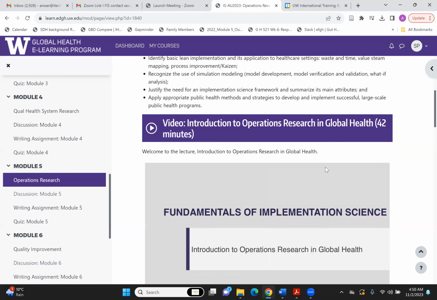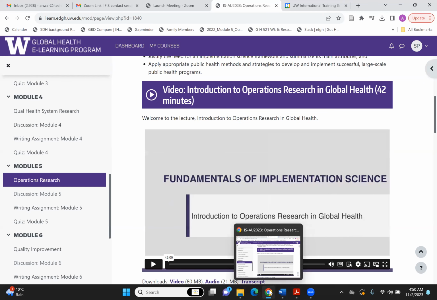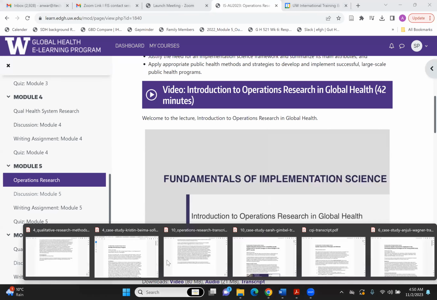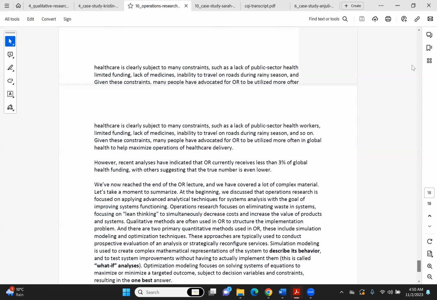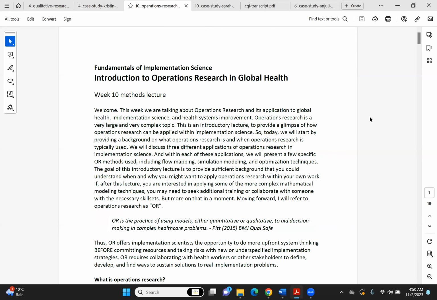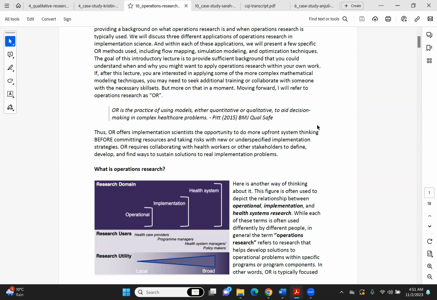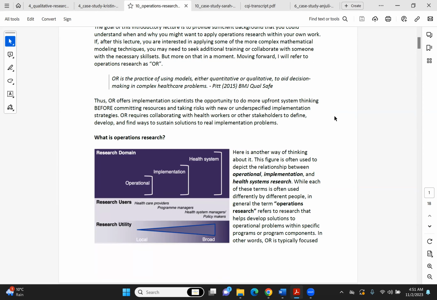So operations research is usually, I'm sure that many of us have experienced this before. May not be in the form of operations research, but the way it is conducted is usually we make a small change in a series of events, and then we try to see whether that has any effect or not. So operations research refers to the research that helps develop solutions to operational problems within specific programs.